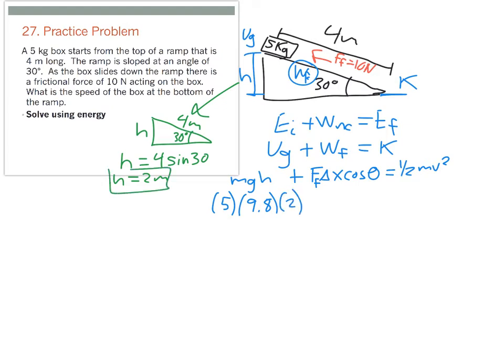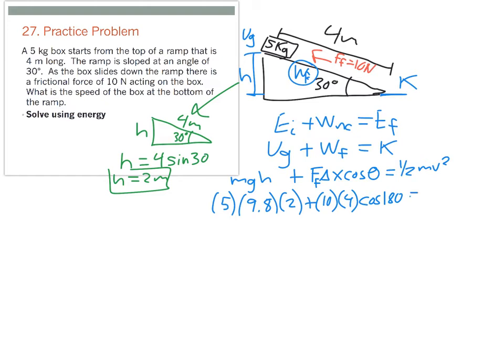I'm then going to add the work done by friction, so that's going to be the force of friction, which is 10, times my displacement, which is 4, and I'm using that full distance because friction acts as that box slides that entire displacement, so the displacement should be 4, not 2. My angle here is going to be 180 degrees because as I'm traveling down the ramp like this, friction is going up the ramp in the complete opposite direction. So the angle between my force and my displacement is 180 degrees.